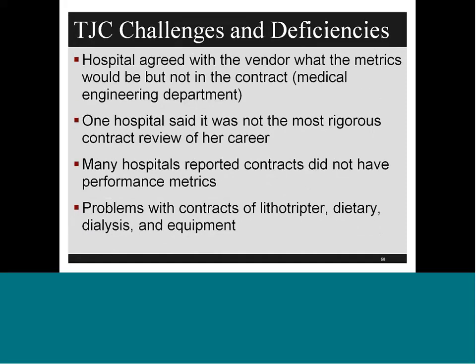And a hospital had agreed with a vendor on what the metrics would be. This had to do with outsourcing and medical and engineering, but it wasn't in the contract. So again, you can add that as an addendum if somebody forgot to put that in there, and they sign the contract and say, okay, we agree to, Appendix A is hereby incorporated by reference, and basically includes a list of the performance indicators. One hospital said it was the most rigorous contract review of her career, and she'd been doing it for 40 years.